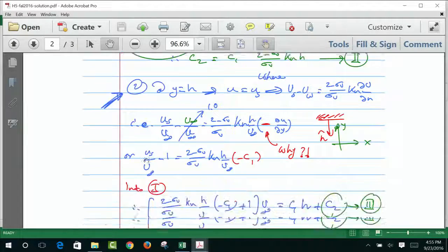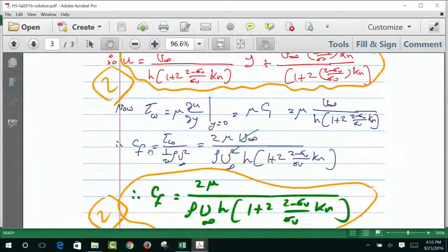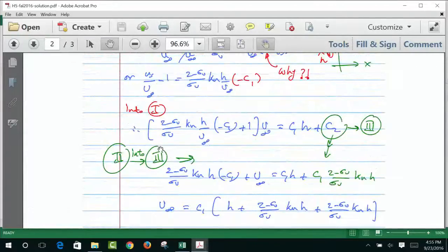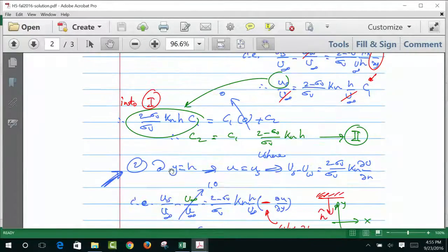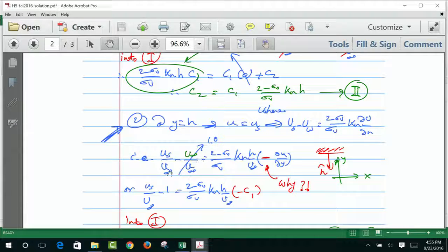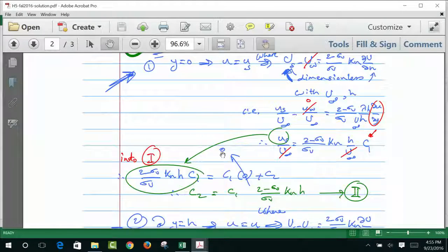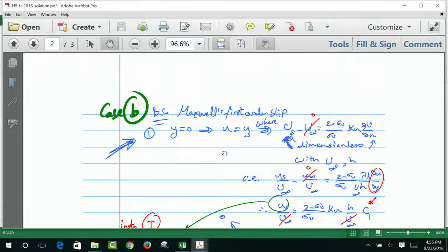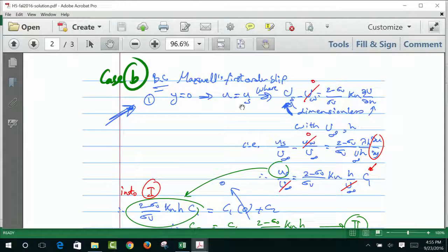And at, where is the second one? At y equal h over here. That's the upper wall. What happened? U is not gonna be U infinity, right? It will basically be a little bit lower than U infinity, right? So let me explain. So what is the U slab at the floor?